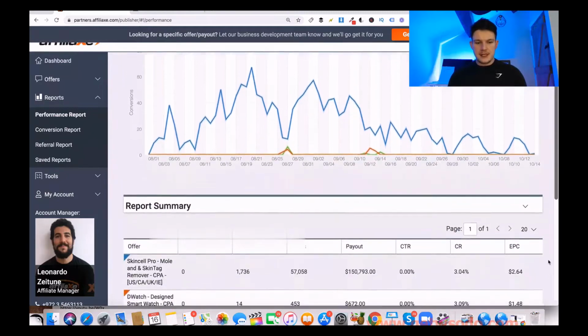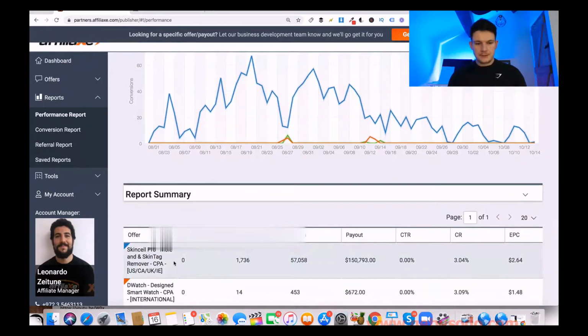And you can see down here, this is the offer. It's called SkinCell Pro. It has 1,736 conversions, and a payout of $150,000 from this, a conversion rate of 3%, and earnings per click is $2.64, which is not bad for something on native ads. Now this is basically a skin tag remover and mole remover product, which basically solves someone's problem.